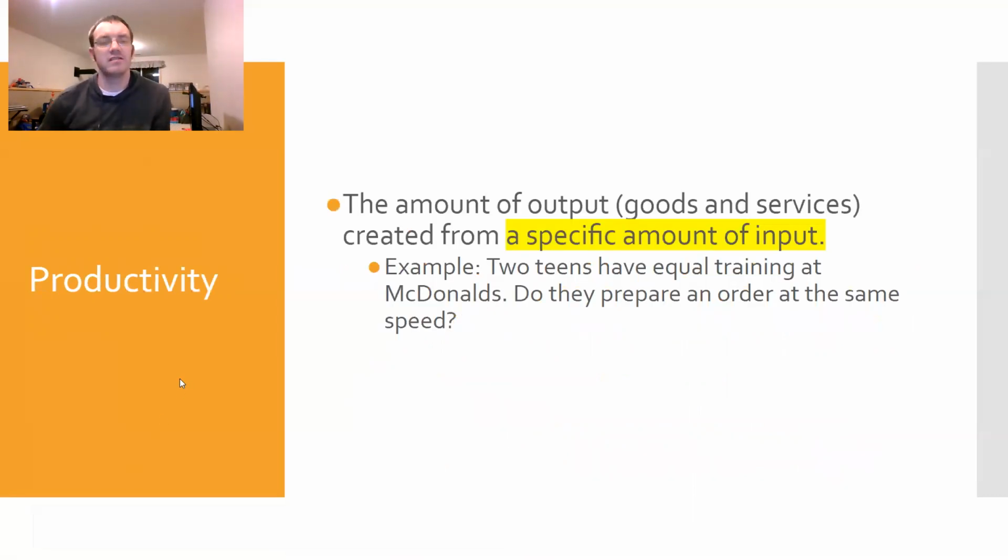And the last one is productivity. The amount of output, goods, and services created from a specific amount of input. So you have this much of your goods or services, and how much can you produce from that? For example, 2 teens have equal training at McDonald's. Do they prepare an order at the same speed? No. One's going to be more productive than another. We've seen that with teachers. You see that with farmers. You see that with business people. How much can you get out of a certain input, right?